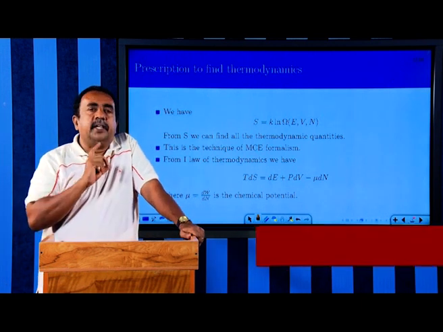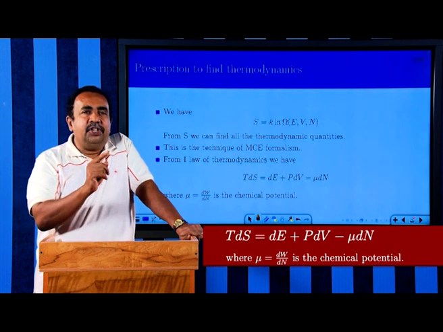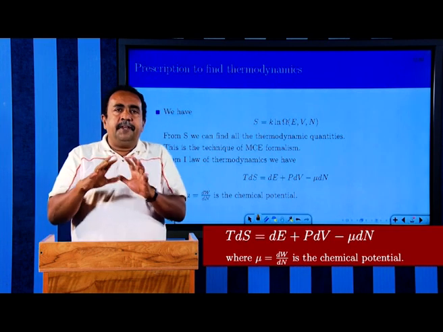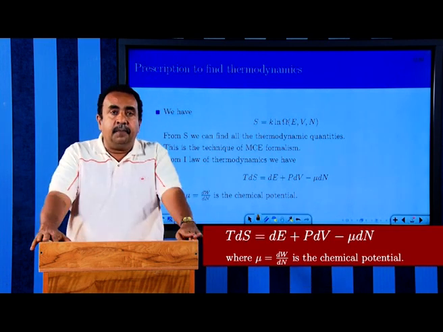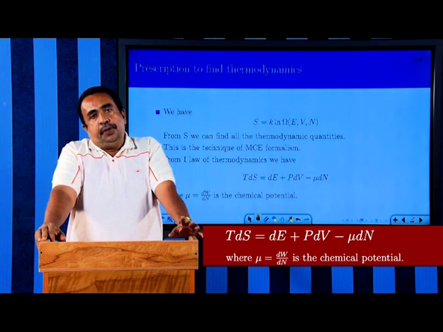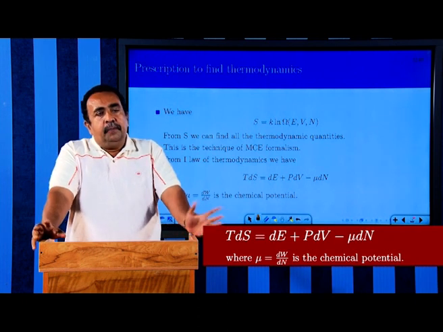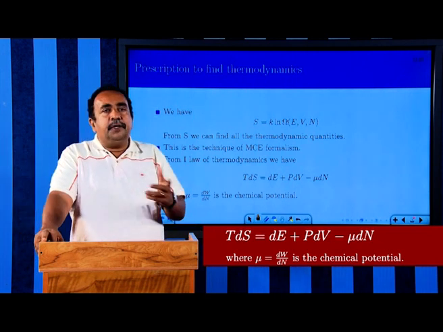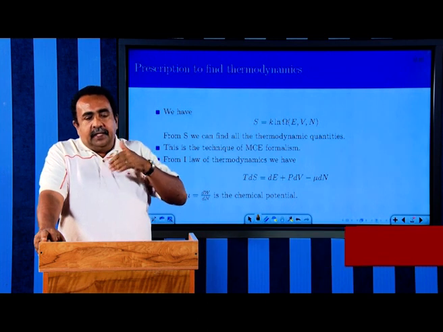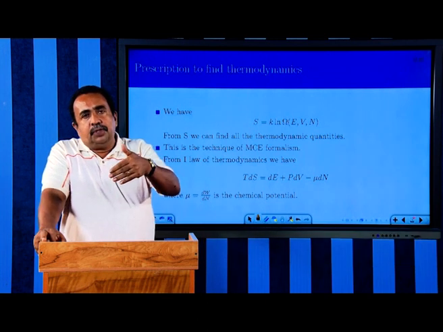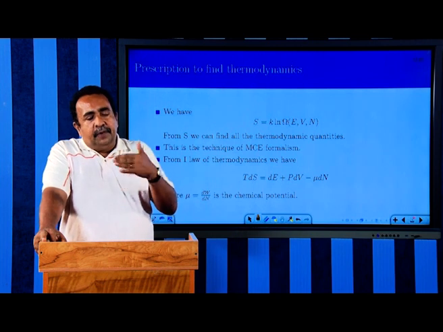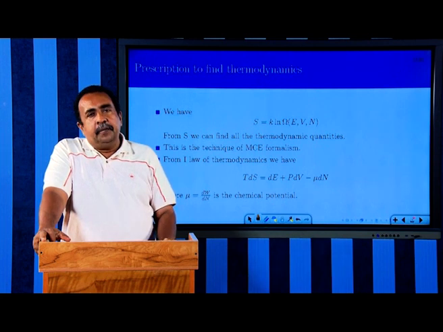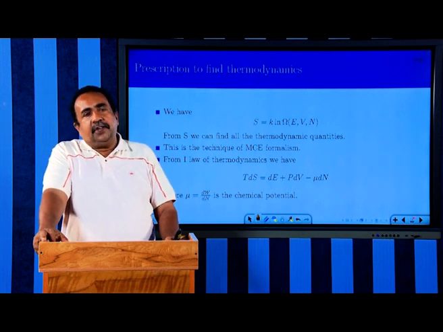Therefore, delta Q is the heat given to a system, dE is the change in internal energy, and if there is a change in volume, the work done will be P dV. If there is a change in number of particles, the work done will be mu dN, where mu is the chemical potential. Mu is dW by dN, the work done to remove the particles. When you do work, the number of particles will be decreasing in the system, but the volume of the system will be increasing. Therefore, I will give a plus sign for P dV and a minus sign for mu dN.